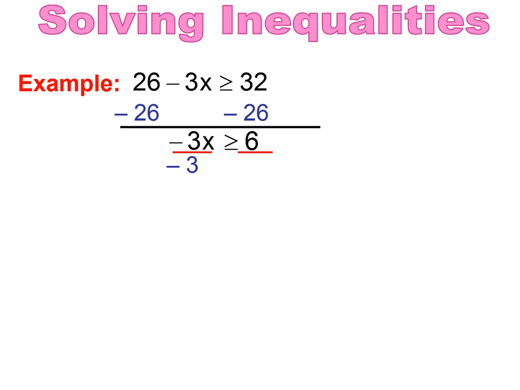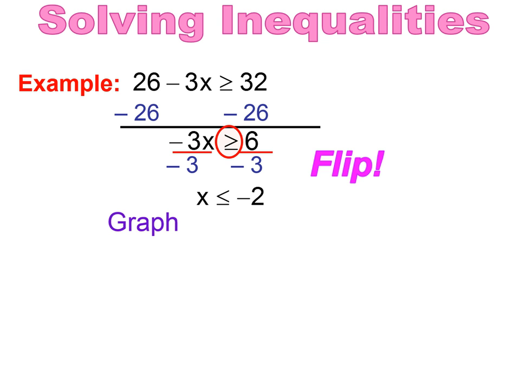Now I need to divide, and I have to think of that rule. I'm dividing, this is my last step, and I'm dividing by a negative. Whenever you divide by a negative, that means I have to flip that inequality symbol, then I end up with a solution, x is less than a negative 2. So now I'll graph it. It's a closed circle at negative 2, and we shade to the left.